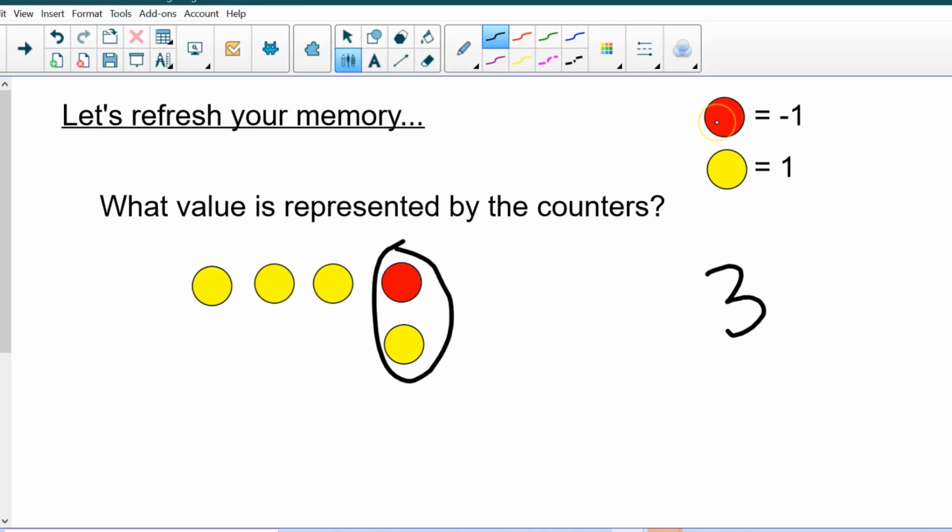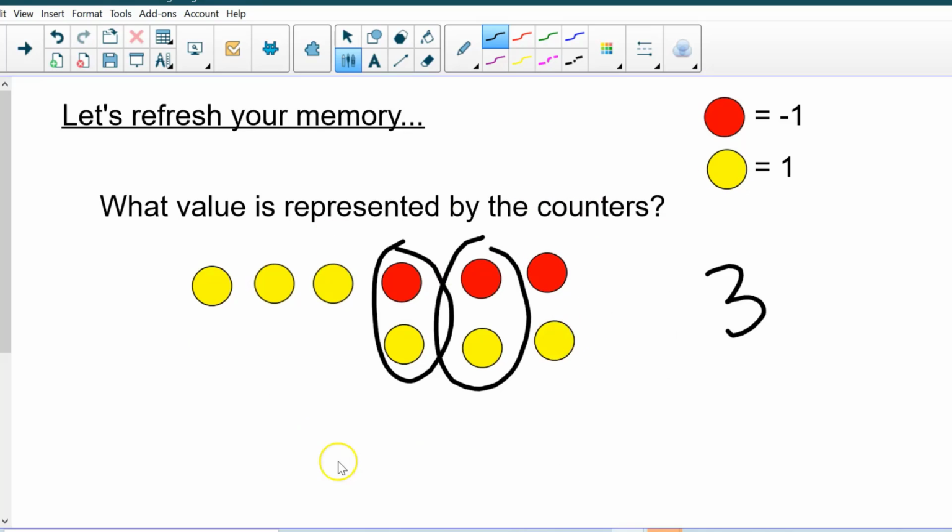What if I added another 0 pair? What would this value be now? Still 3, right? Because I just simply added a 0. So 3 plus 0 is still 3. What if I added another 0 pair? What would my value of all of these counters together be? It would still be 3. So does it matter how many 0 pairs I add to this? Will it still be a value of 3? Yes. Okay, so keep that in the back of your mind as we continue with our subtraction.